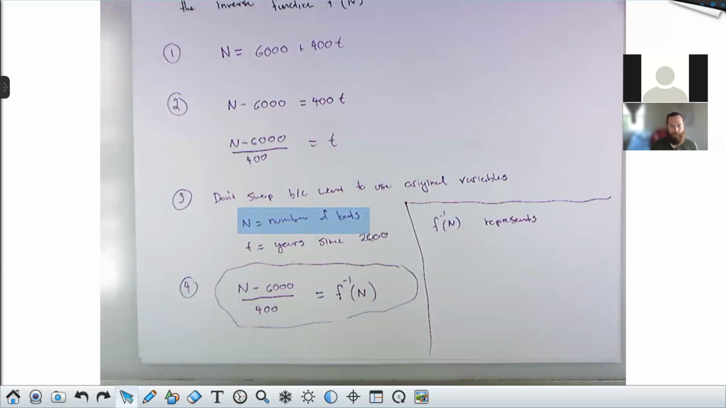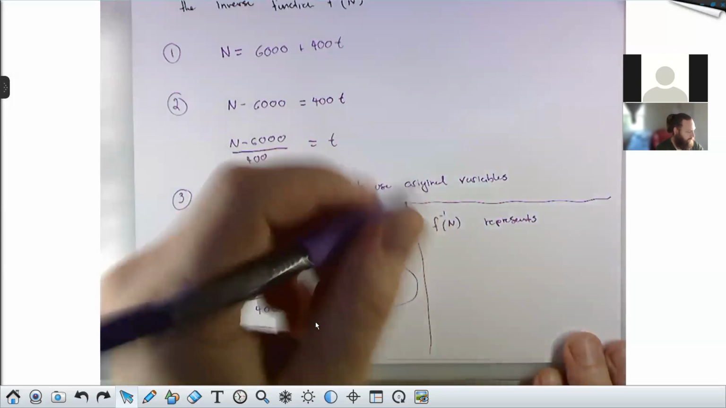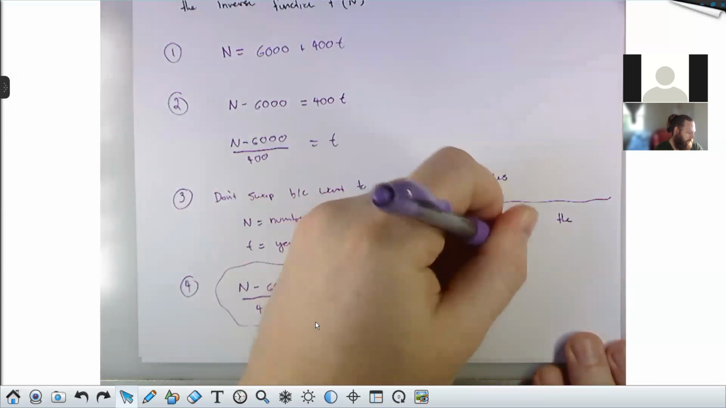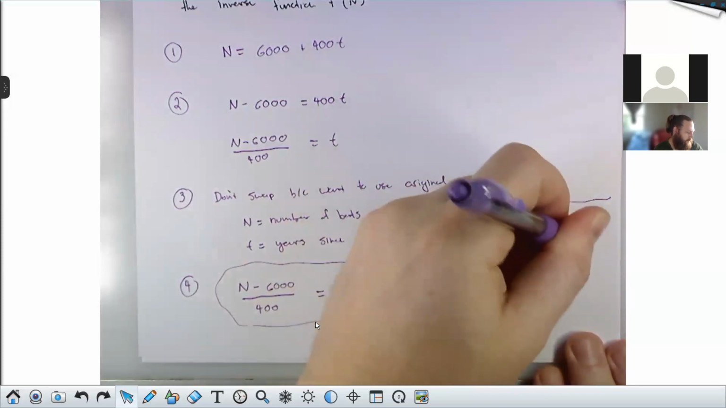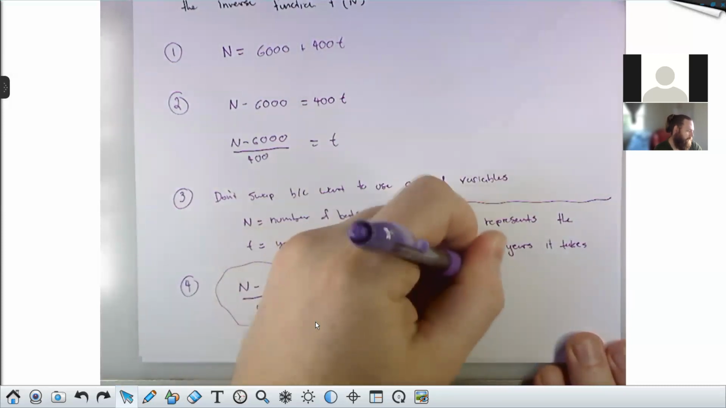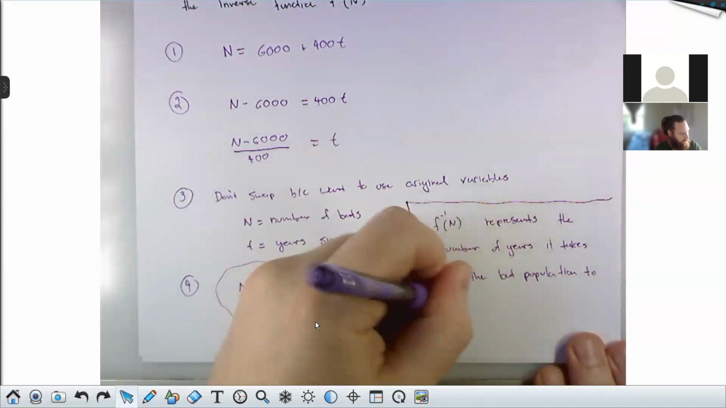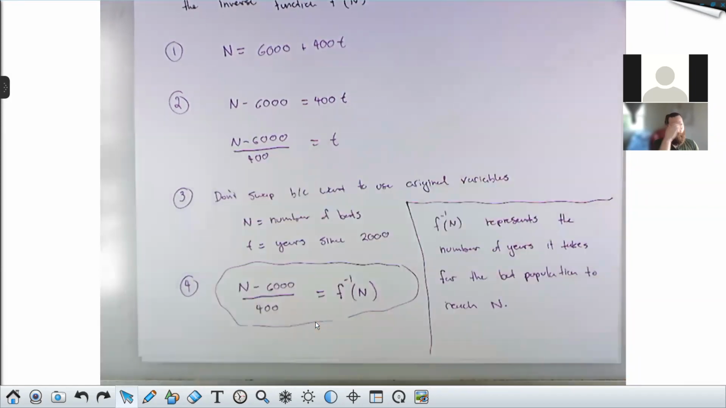Well, remember, n represents the number of bats, right? So this is a function that takes in the number of bats. And the output here would be the original input, which is time, t in years. So this represents the number of years it takes for the bat population to reach capital N. So if you plugged in, say, 20,000 for N, the number that this spits out would be the number of years it's going to take for the bat population to reach 20,000.